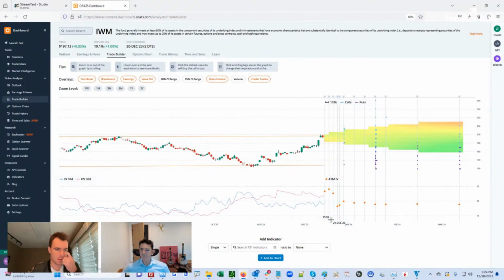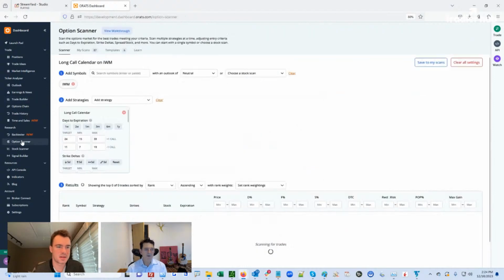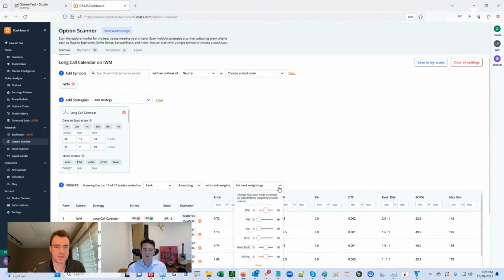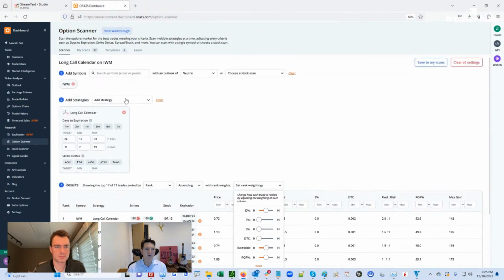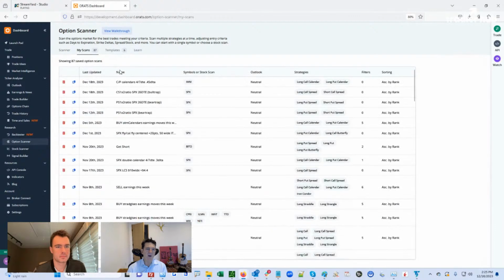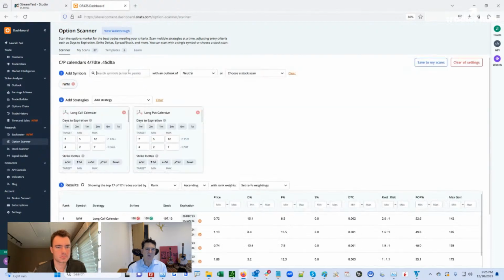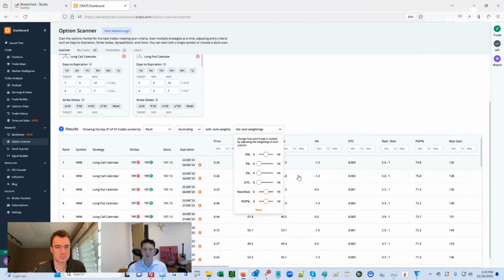Gotcha. Okay. And in the option scanner, how do you like to rank them? Do you rank them on the forecast percentage, or some kind of combination of that? Yeah, I do a little bit of distribution. Let me just go on my calendars. IWM. So for calendars, I somewhat like to do the risk reward, and I'll do a little bit of the forecast.